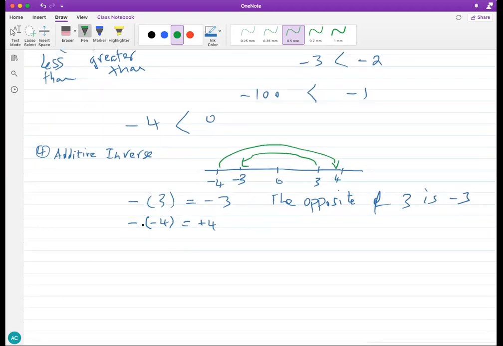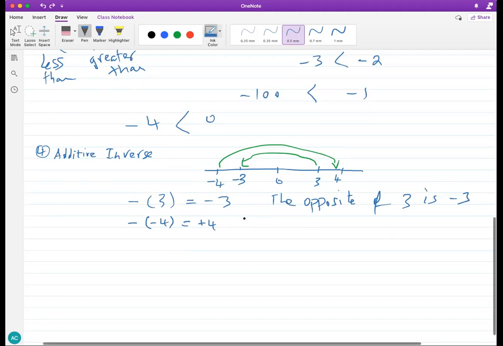So this is what the notion of the double negative comes from. Basically, we have a double negative, which turns into a positive. This one is just one negative, so the opposite of 3 is -3, but the opposite of -4 is +4. So double negative.